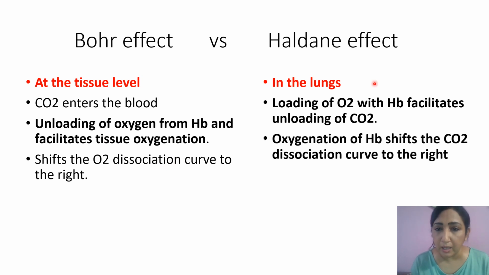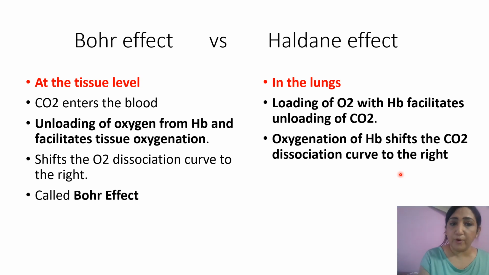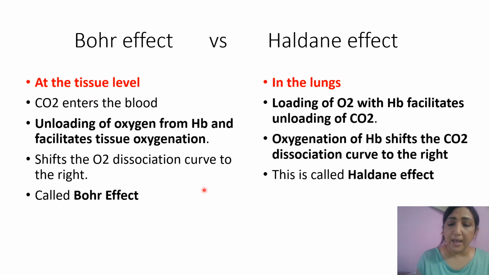But in case of the Haldane effect, the oxygenation of the hemoglobin, because the hemoglobin binds with the oxygen, the carbon dioxide dissociation curve shifts towards the right at the higher partial pressure of oxygen. So this is called the Bohr effect, which happens at the tissue level, and this is called the Haldane effect, which happens at the lung level. In the Bohr effect, the oxygen dissociation curve shifts towards the right because of the higher concentration of carbon dioxide, whereas in the Haldane effect, the carbon dioxide dissociation curve shifts towards the right in the presence of higher partial pressure of oxygen.